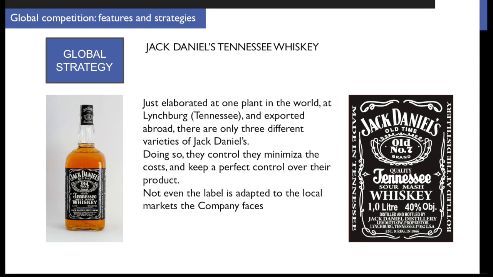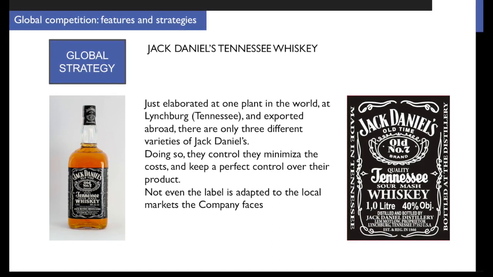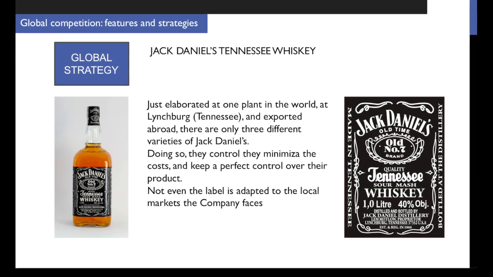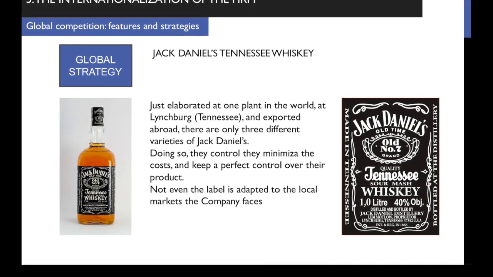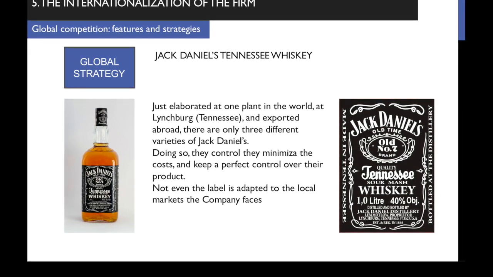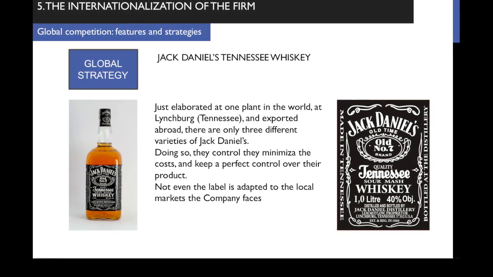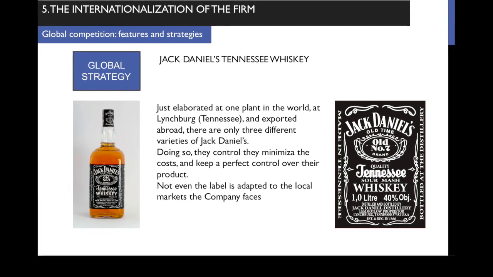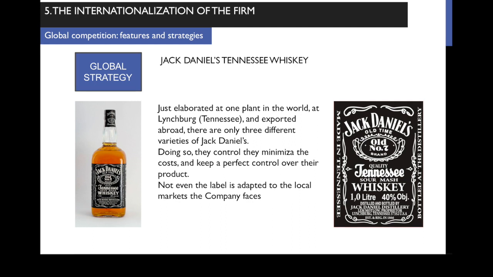Which example am I going to put about this? Jack Daniel's Tennessee Whiskey. Maybe you know it. Jack Daniel's Tennessee Whiskey is elaborated at just one plant, located at Lynchburg, Tennessee, and it's not produced anywhere else in the world. It's exported from this plant to any country in the world. There are just 3 different varieties of Jack Daniel's. They are not producing 20-something kinds of Jack Daniel's adapted to different tastes and countries. No. Through this, they control and minimize the costs, and they also control the product. The product is well known. Have you seen the Spanish label of Jack Daniel's? If you say you have, you're lying, because it doesn't exist. There's only one label of Jack Daniel's. It's the one you can see in the slide, and it's used anywhere in the world.